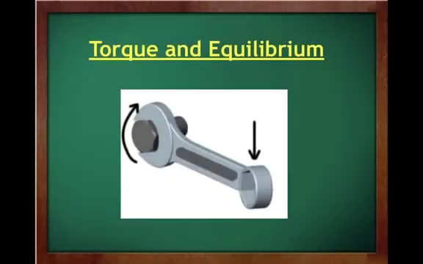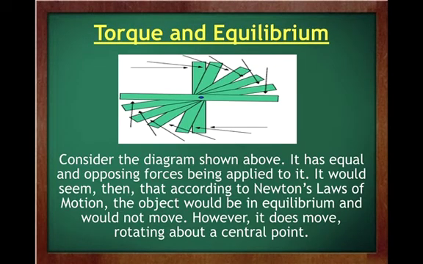So as mentioned, if you were looking at this diagram here, it has equal and opposing forces being applied to it. This force here, pushing to the right, is equal to this one here pushing to the left. And then each of these that's forced at an angle has an equal and opposite force at the other angle. So you'd think, well, that's not going to move because it's equal and opposite forces, and according to our laws of motion, we'd be in equilibrium and not move.